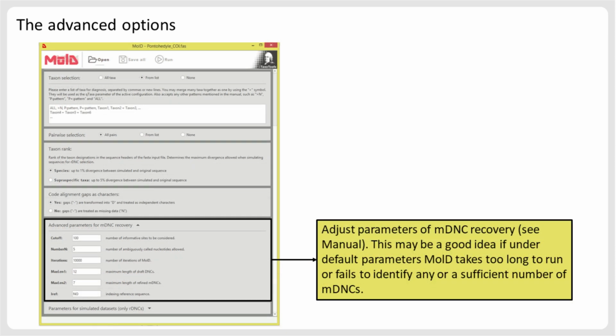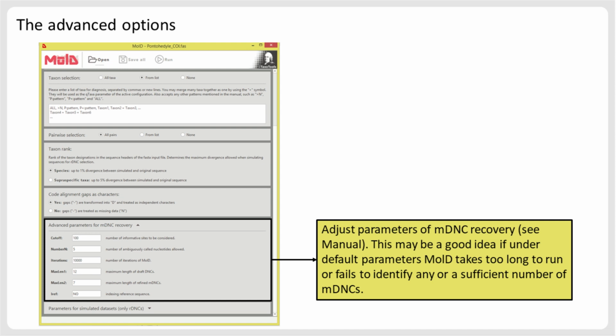In the two lowermost sections of options, you can modify and adjust the parameters for MDNC and RDNC recovery. Regarding MDNC-related parameters, you can adjust the following. First, the number of informative alignment sites considered by MolD corresponding to the option Cutoff. Second, the number of ambiguously called nucleotides allowed in a sequence corresponding to the option Number N. Third, the number of MolD iterations, where each iteration results in one DNC. Fourth, the starting and final lengths of the MDNC, corresponding to the option Maxlin1 and Maxlin2. And finally, designate one sequence as the indexing reference, and the indexing of sites will be adjusted to the start of the reference sequence.